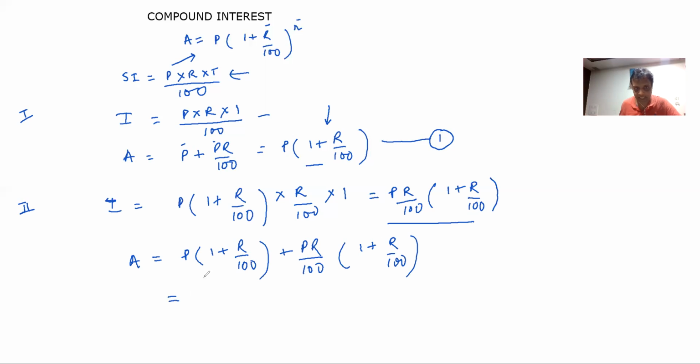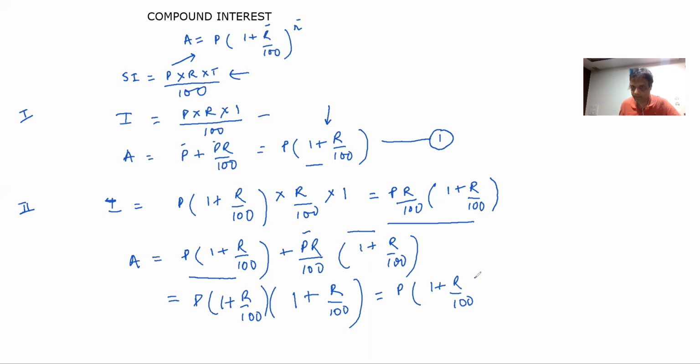Can I simplify this? Yes. How can I simplify this? I can take P (1 plus R upon 100) common in both. If I take P (1 plus R upon 100) common, what I get in the bracket is 1 plus R upon 100, which is nothing but P (1 plus R upon 100) whole square. Can I write this as a square? Perfect. So the amount at the end of the second year is P (1 plus R upon 100) squared.